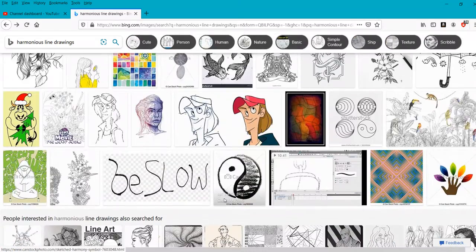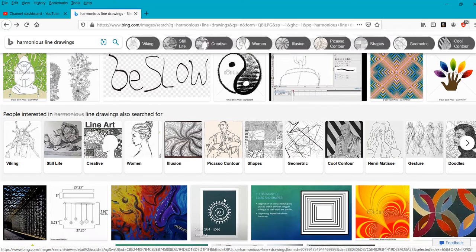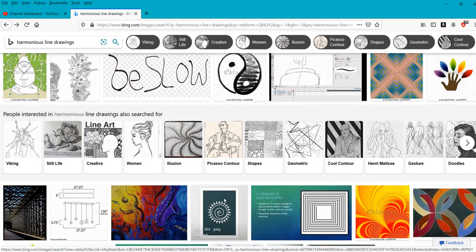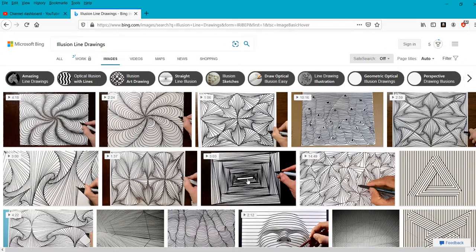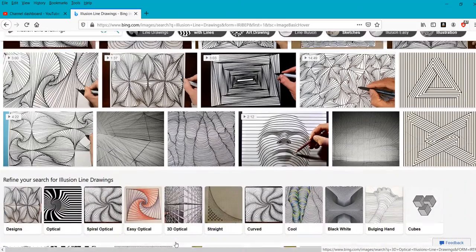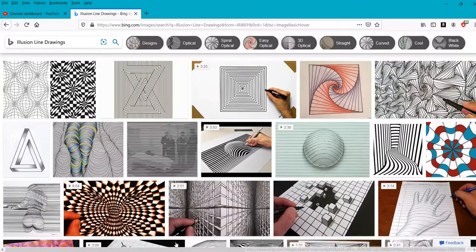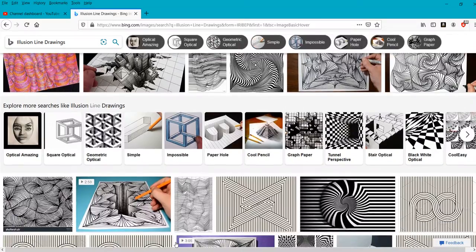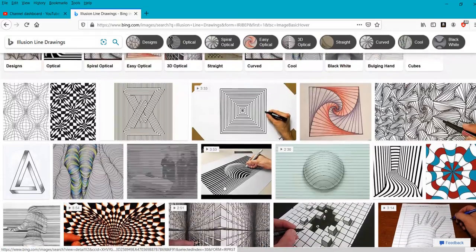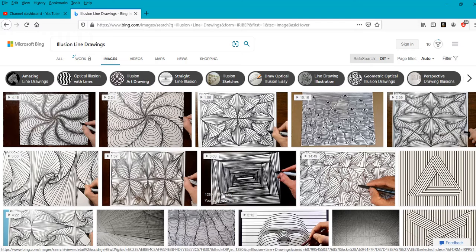Stay away from the scribble line thing right now. We can do that later with a pen and ink sort of idea. And then you got these illusion ideas here, where it looks like things might be moving and stuff. But there's lots of ideas here. Harmonious lines, there's tons. Okay, but do your own, or get an idea from one and then do your own. All right, so that's the harmonious lines. Put it on one paper, make it big.